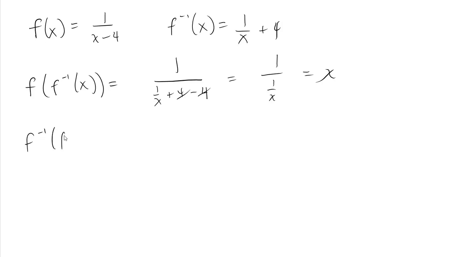If we compose in the other order, f inverse of f of x, well, that says plug f of x into the function f inverse. F inverse is this function which does 1 over its input and then adds 4. And the input is the function f of x, which is 1 over x minus 4. Well, 1 over x minus 4 is the reciprocal of 1 over x minus 4, which is just x minus 4.